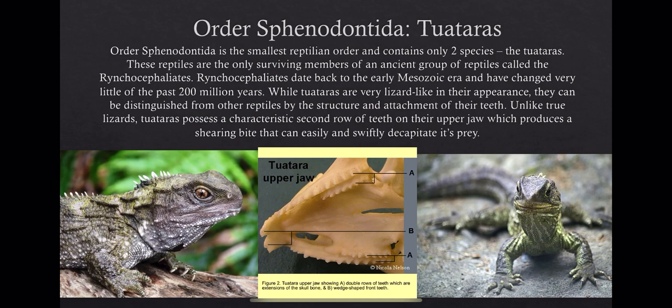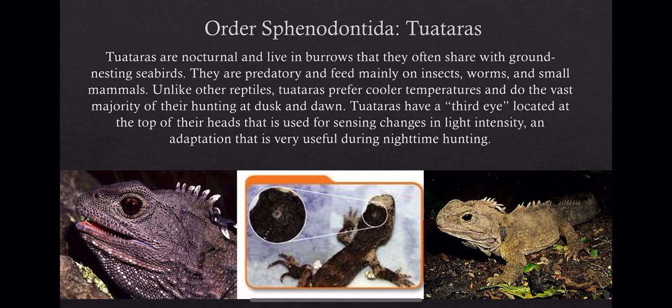a very shearing bite. So they could essentially decapitate their prey very, very easily, which is kind of ironic because they mostly only feed on invertebrates, insects, worms, in some cases small birds or small mammals, but very unlikely for the birds and mammals because they actually live in burrows and nests with seabirds, which is kind of cute. They burrow underground, they are nocturnal, and they hunt dusk and dawn mostly.